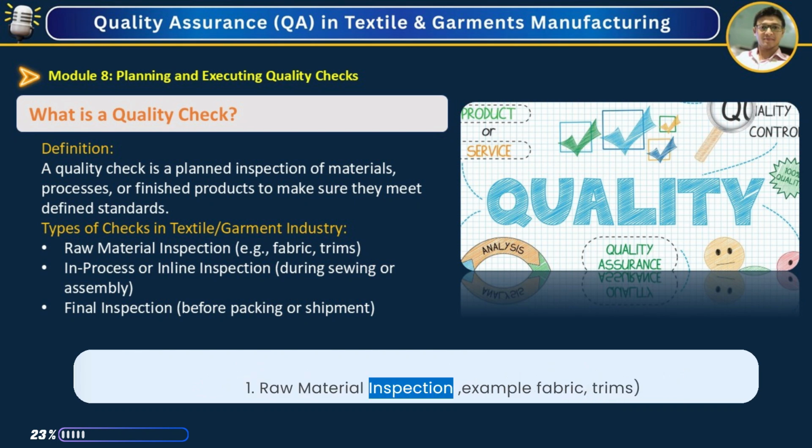Types of checks in the textile garment industry. 1. Raw material inspection, for example fabric and trims. 2. In-process or inline inspection. 3. Final inspection, before packing or shipment.